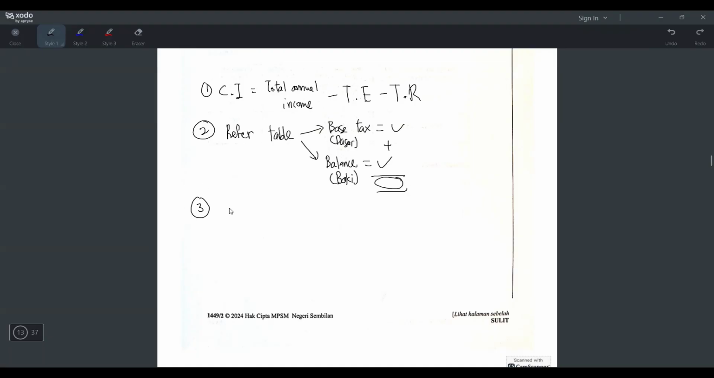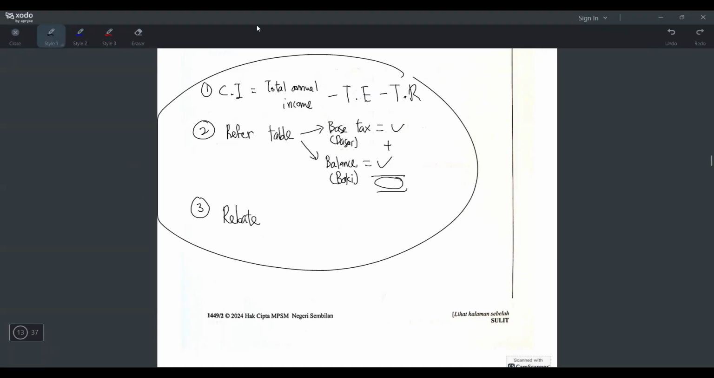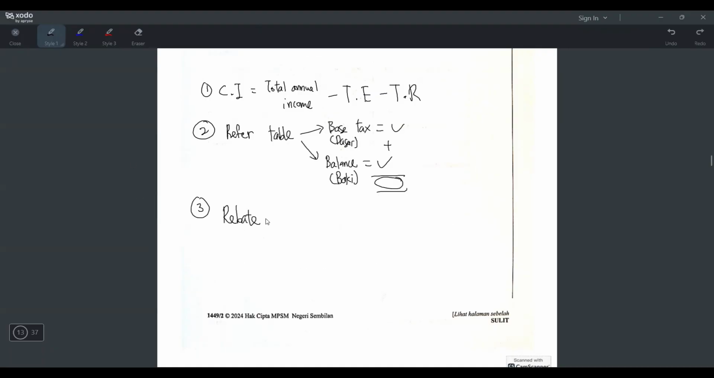Okay, what is step number 3? Is to minus the rebate. Okay, is to minus rebate. You have to hafal all this, ini semua penting. Okay, rebate got 2 types of rebate. You need to hafal also.